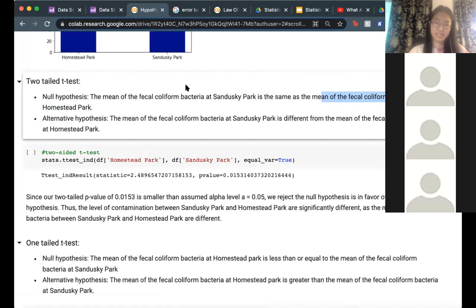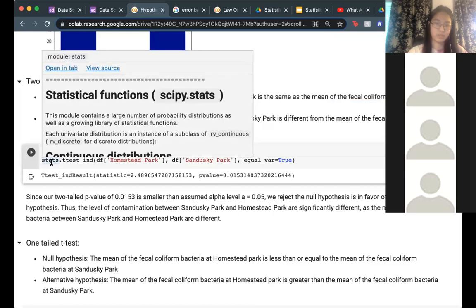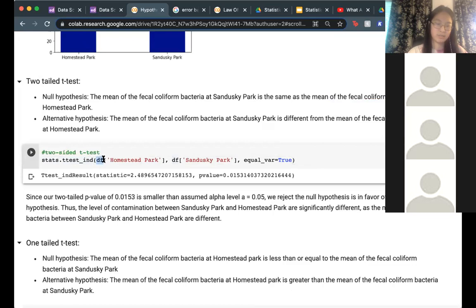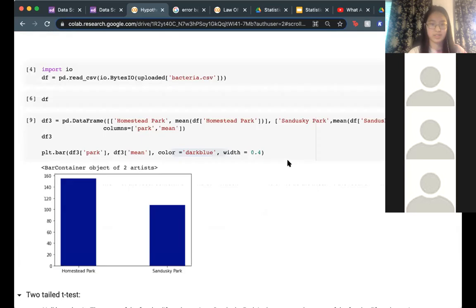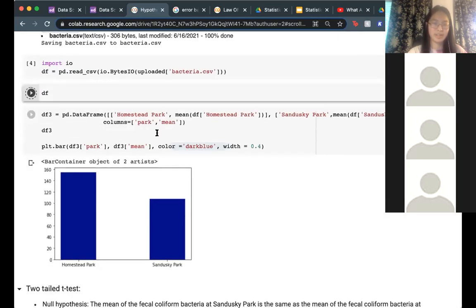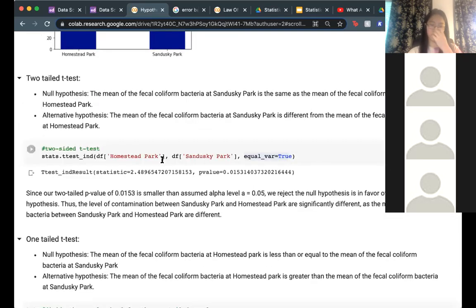So the test itself, because you already got your hypothesis and everything down, you're using the stats package here from SciPy, and then it's ttest_ind. So this is the column you're using for the Homestead Park. This is the column from the Sandusky Park in the data set. You're assuming equal variance because, hey, you looked at the samples from before, and you can see they're pretty much lined up. One of them isn't that different from the other. So you can go ahead with this.